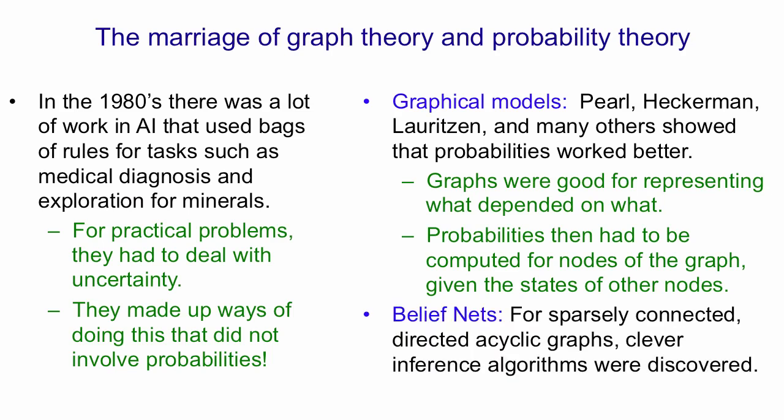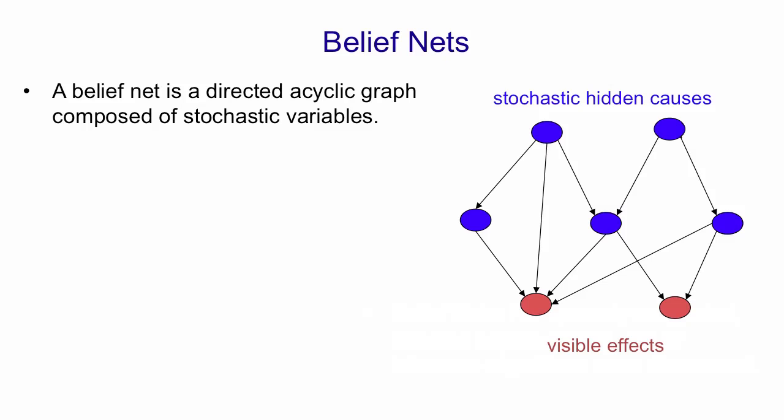Belief nets is the name that people in graphical models give to a particular subset of graphs, which are directed acyclic graphs, and typically they use sparsely connected ones. If those graphs are sparsely connected, they have clever inference algorithms that can compute the probabilities of unobserved nodes efficiently. But these clever algorithms are exponential in the number of nodes that influence each node, so they won't work for densely connected nets.